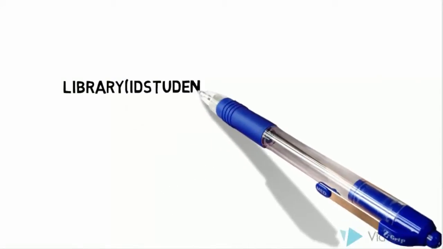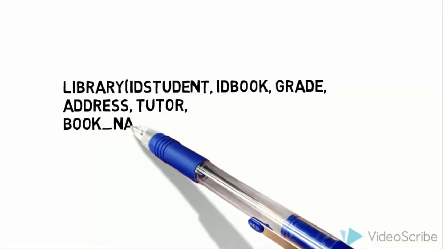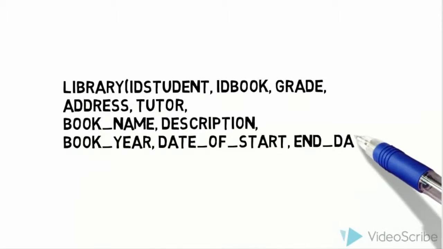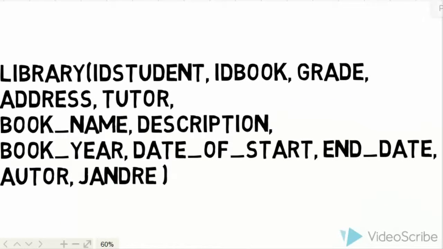Hey Medina, how can we solve this problem? So we have a database, and we should identify our primary keys. For example, we draw the table library, and we have 2 composite primary keys: ID student, and also ID book. Also, we have other attributes such as student name, address, grade, tutor.